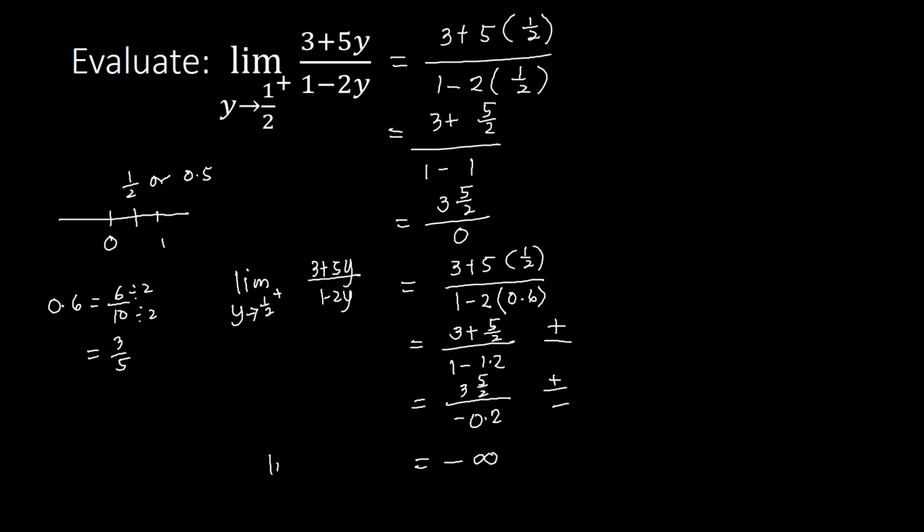So the limit of your 3 plus 5y over 1 minus 2y as your y approaches 1/2 coming from the right side is a negative infinity.